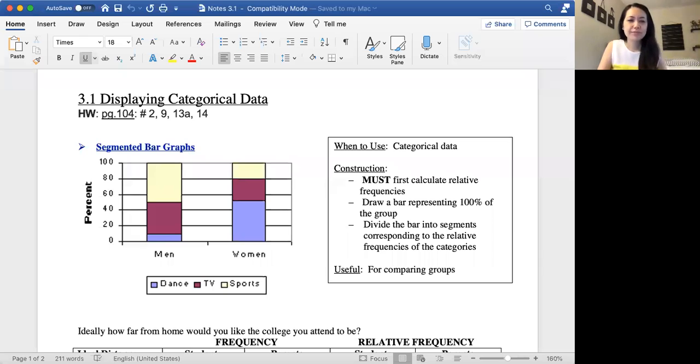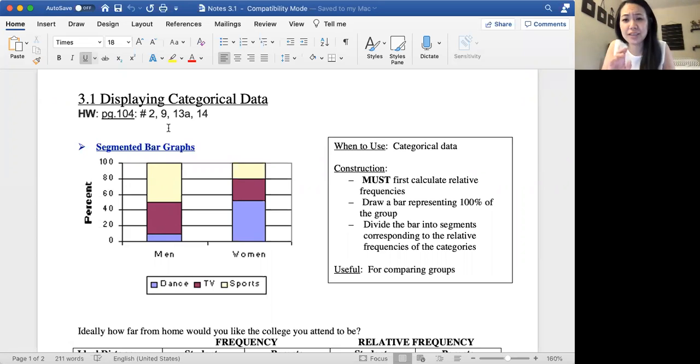Okay. So here we go. We have displaying categorical data. All right. So specifically, we're talking about two graphs that display categorical data only. All right. So categorical data is like, remember, no units, like hair color, what grade level you're in, things like that.